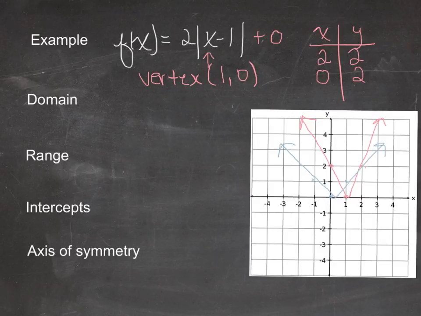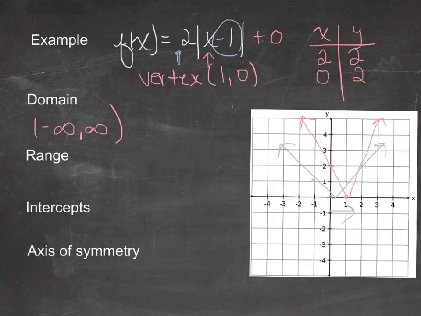So you can see what happened was that I shifted my parent function 1 unit to the right, and it got a little bit narrower because of that 2 in front. So the shift to the right came from this minus 1, and it became a little bit narrower because of the 2. So the domain of my example that I'm looking at is going to be negative infinity to positive infinity. Again, I can choose any values for x, not going to have a problem there.